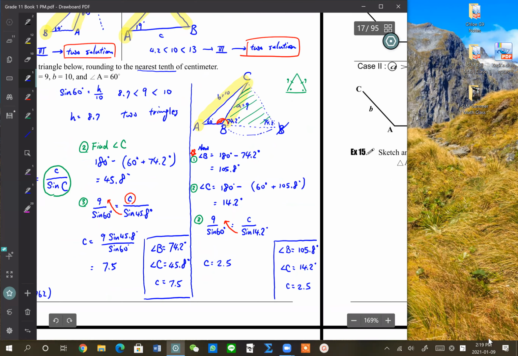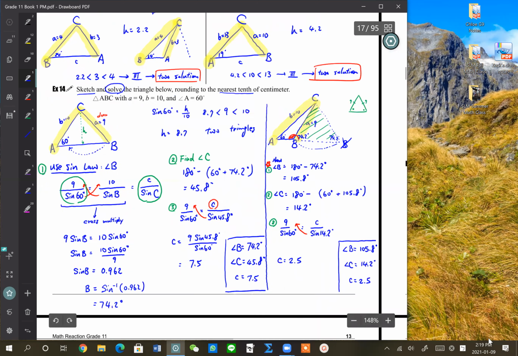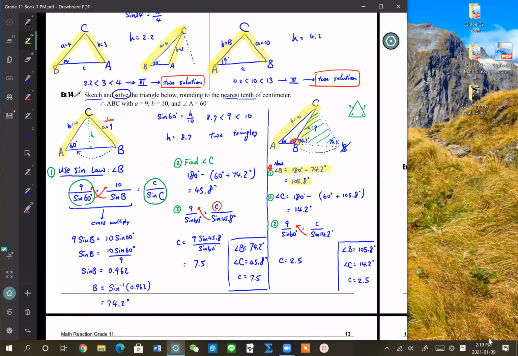Okay, so that's how you solve two solutions. The first solution is normal. And then to get a second solution, you need to find a new angle B. And to do that, and let me highlight that, you need to take 180 minus the original one. That's the key, okay? It triggers everything else after. Without that step, you cannot find the other angle. Okay, any questions?